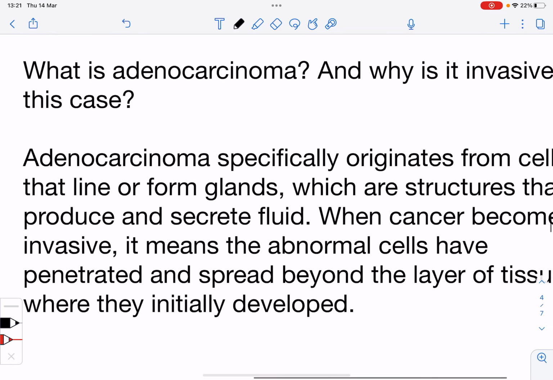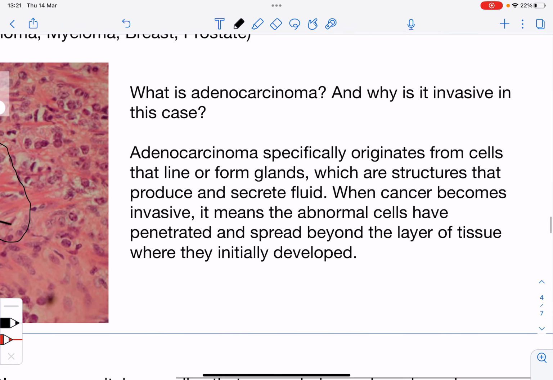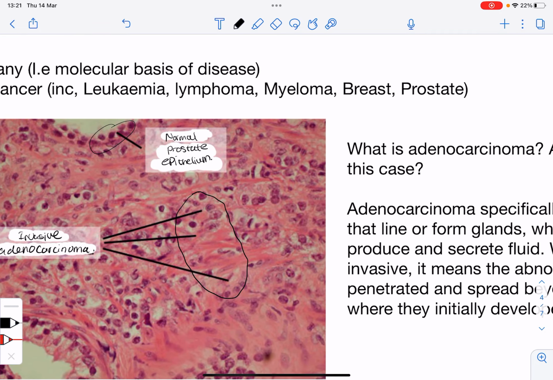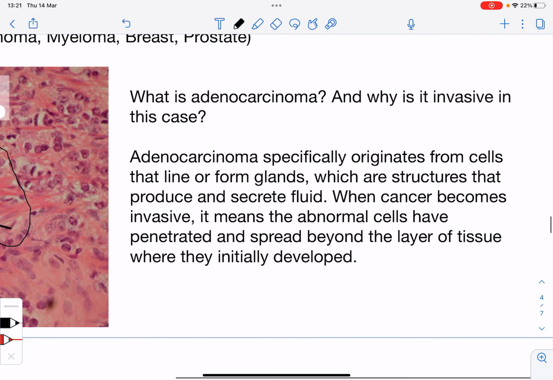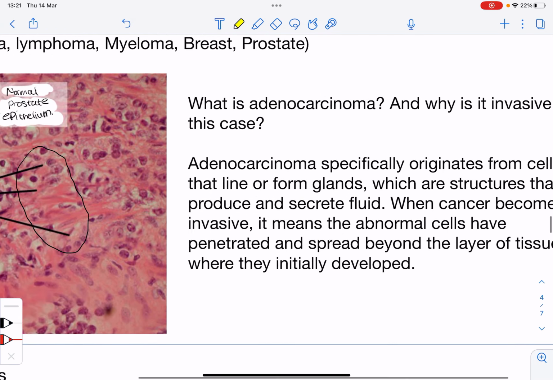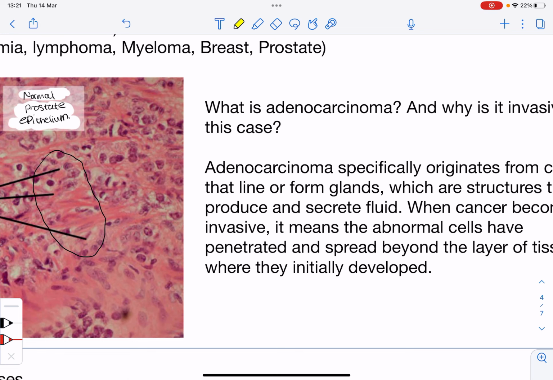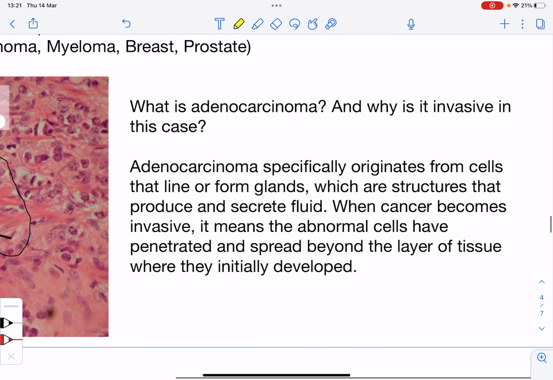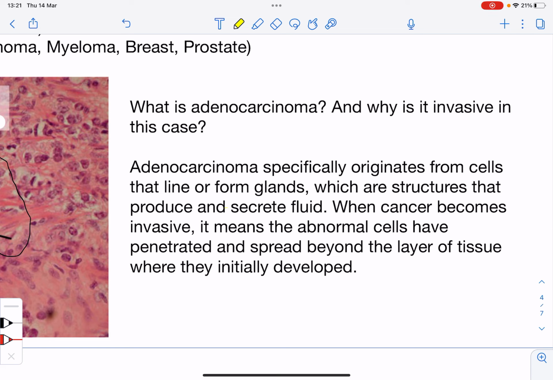Okay. So adenocarcinoma specifically originates from cells that line or form the glands, as we can see here, the lining of the glands, which are a structure that produces and secretes fluid. In your anatomy module, yes, your prostate does secrete fluid when it comes to the production of semen. So it produces and secretes fluid, and they line cells that line or form the glands.